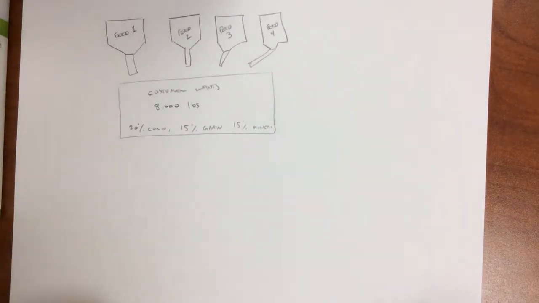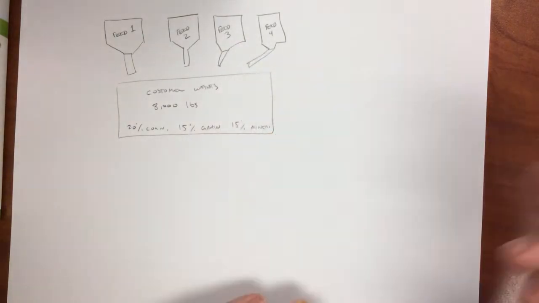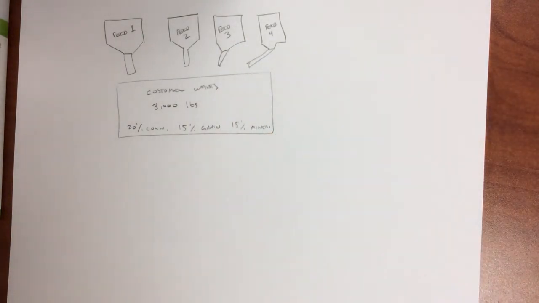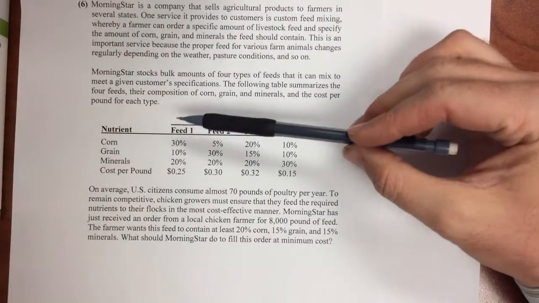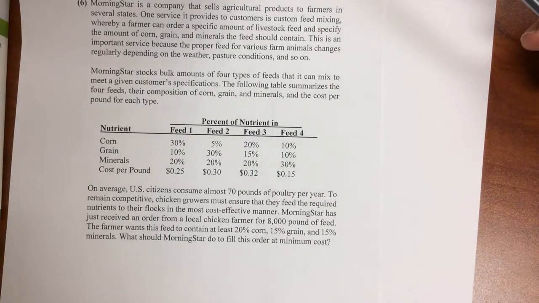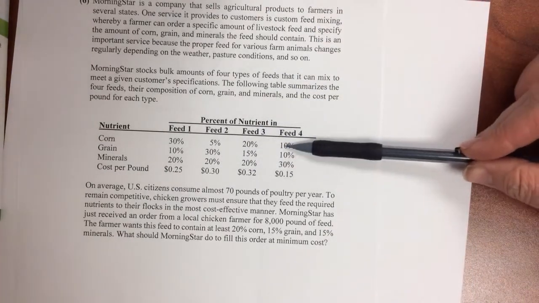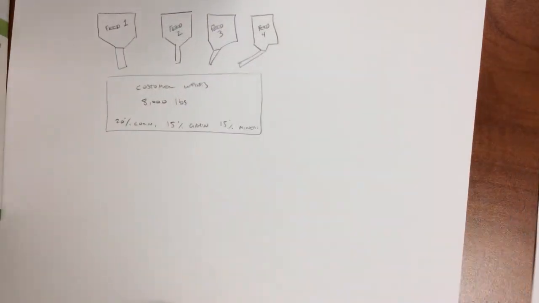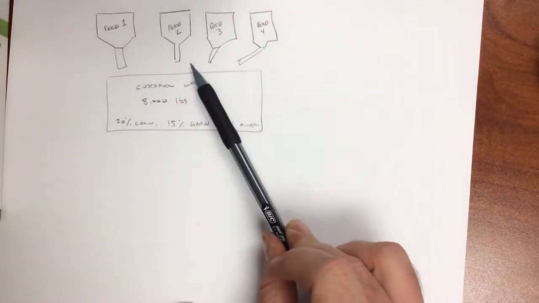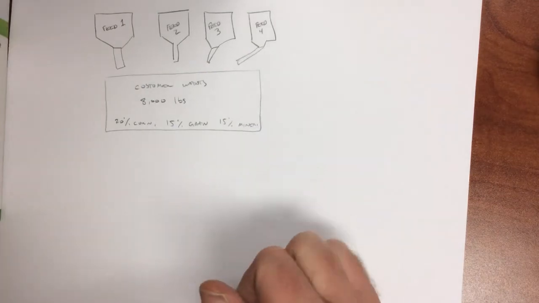All right, so the question is, what are our variables? What do we get to choose? Well, as Morningstar, we own feed 1, 2, 3, 4. So these are big vats full of our feed with these characteristics. So feed 1 has 30% corn, 10% grain, 20% minerals, and then 40% of some other stuff. All right, and feed 2 has these characteristics, feed 3 and feed 4. So what we get to do is turn on the machine for feed 1, 2, 3, 4. It's going to dump it into this new feed that the customer wants.